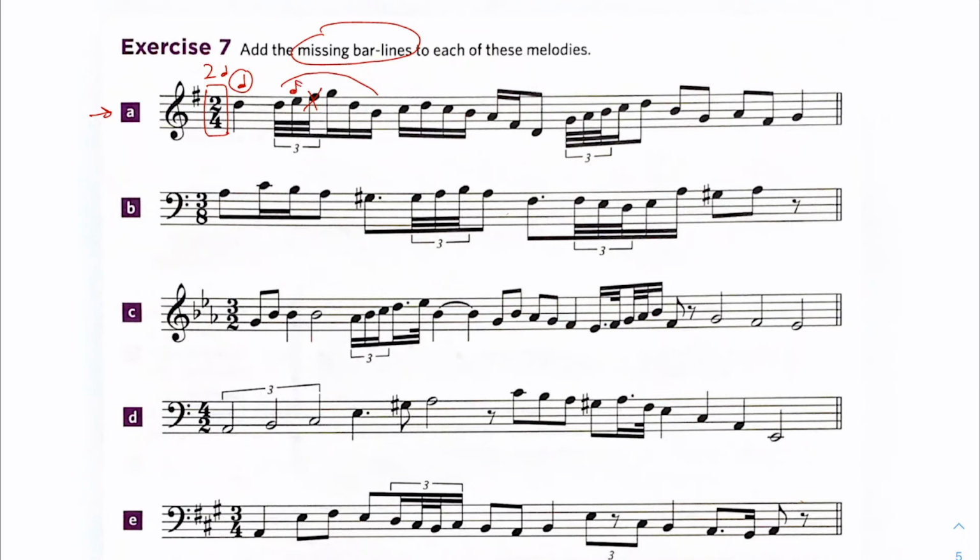And the next 3 notes are all semiquavers. So there are 4 semiquavers together, which make 1 crotchet beat as well. So this is another crotchet. So there are 2 crotchets already. We're going to put in a bar line.